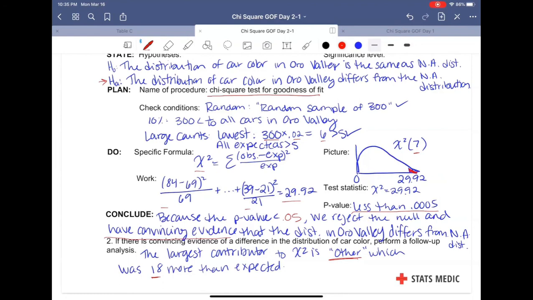Okay, so that is everything you need for chi-squared goodness of fit test. Tomorrow in the next lesson, we'll be looking at a different type of chi-square test. There's actually 2 more to go, and then that will wrap us up for chi-squared.